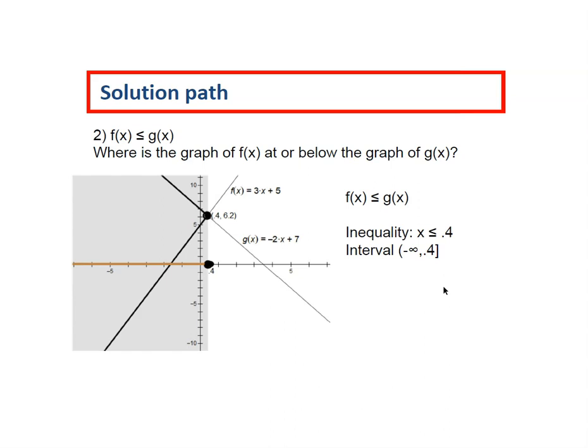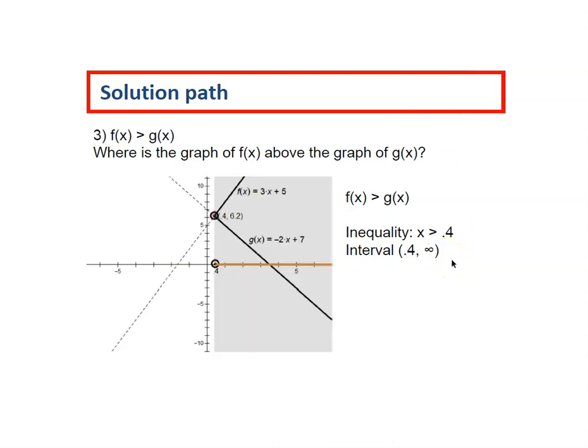Where is f less than or equal to g? Now we want to know where the graph is at or below the graph of g of x. So now the points are included, and we say the inequality is x less than or equal to 0.4, and for our interval, now we use a closed bracket for 0.4 because we are including it.